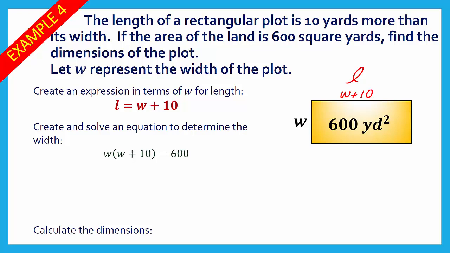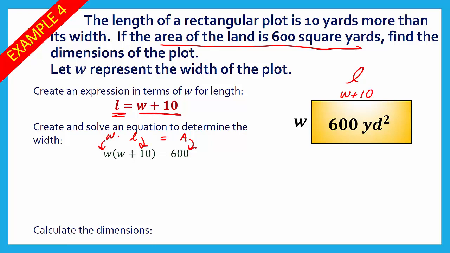That's because this is the formula for area: width times length. But in this case, I'm just switching the side, so it's width times length equals area. Well, I know that the area of the land is 600 square yards, so that's where I got this. My length is W plus 10, and then width is W.